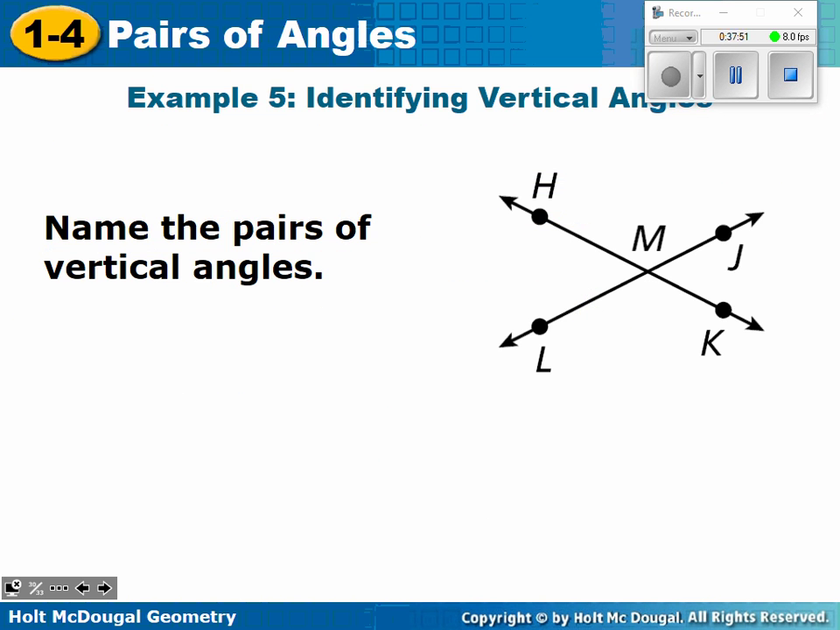Okay. Oh, on the back. Yes, sorry, vertical angles. This one, thank you. So name the pairs of vertical angles. Look at the picture here with me. I need one person to name 2 angles that are vertical.